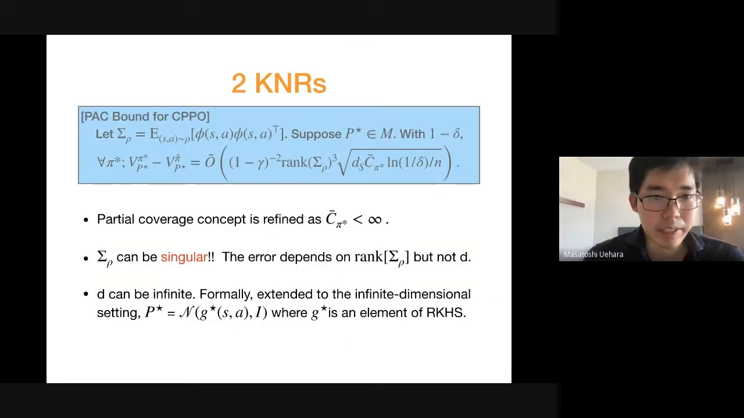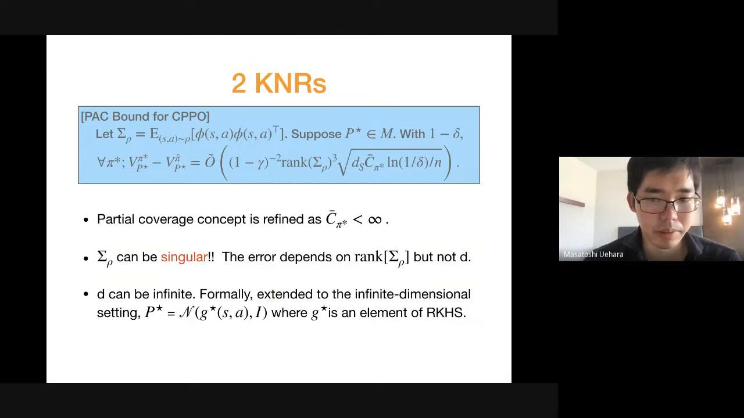And here is a result for KNRs. First, let's introduce covariance matrices for phi. You can see that this says we can compete with pi asterisk such that C pi asterisk is less than infinity. Another good thing is, again, that sigma low can be singular. And the error on the right-hand side only includes the rank of the covariance matrix, but not D. So this means that D, the original dimension, can still be infinite, as long as the rank of the covariance matrix is low.